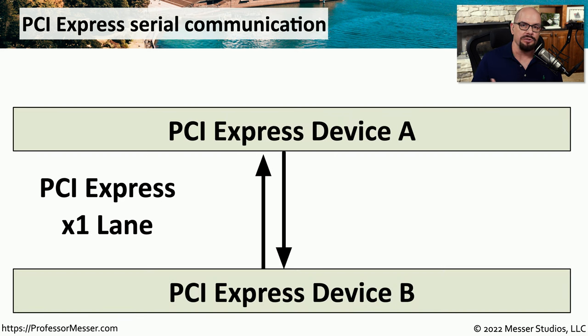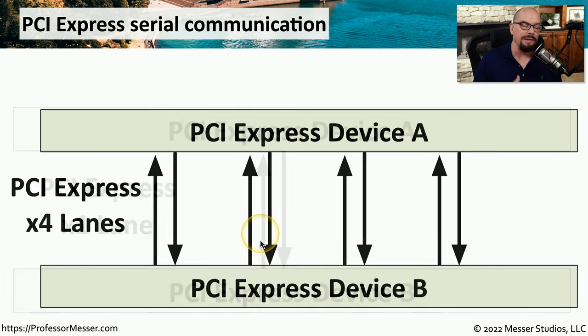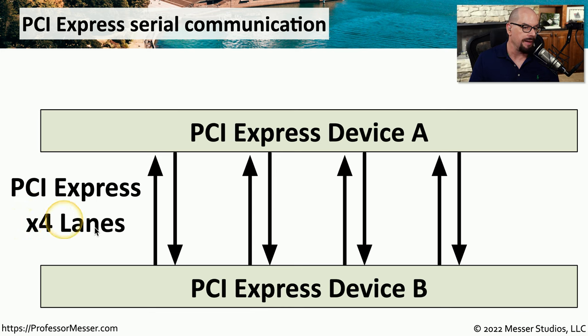This image really shows the simplicity of a serial connection between devices. This PCI Express by 1 lane has one communications path going one direction and another going the other direction. Both of those together are the PCI Express by 1 connection. If we need more bandwidth between these two devices, then we use an expansion slot that has more lanes. This is a PCI Express by 4 lanes, and you can see all four of those communication paths between PCI Express device A and PCI Express device B.